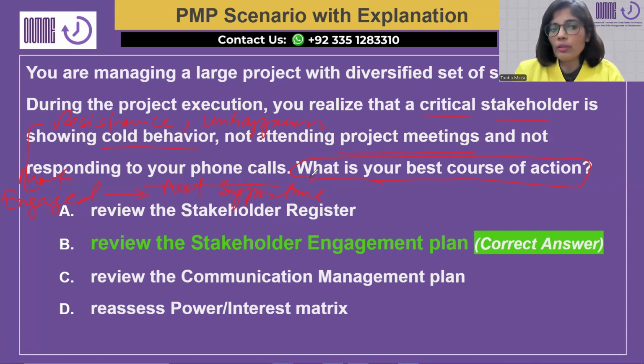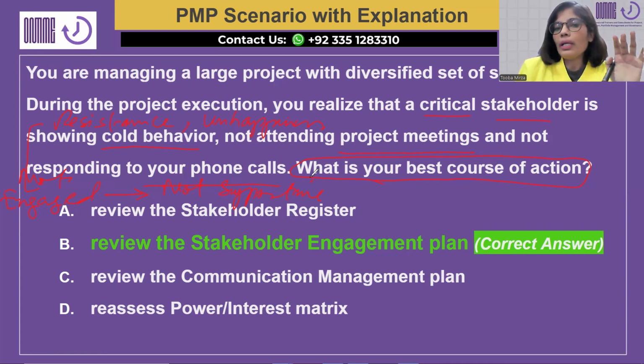And in both of the cases, the engagement plan is the right artifact for that. So you should be going straight to the engagement plan, checking what really was suggested for this particular stakeholder to keep him happy and satisfied about the project, and why that strategy is either not implemented, or if implemented, then why it's not working. That's the number one reason why this is the best course of action, because that engagement plan will give you the right idea about what's happening and why it's happening with this stakeholder.